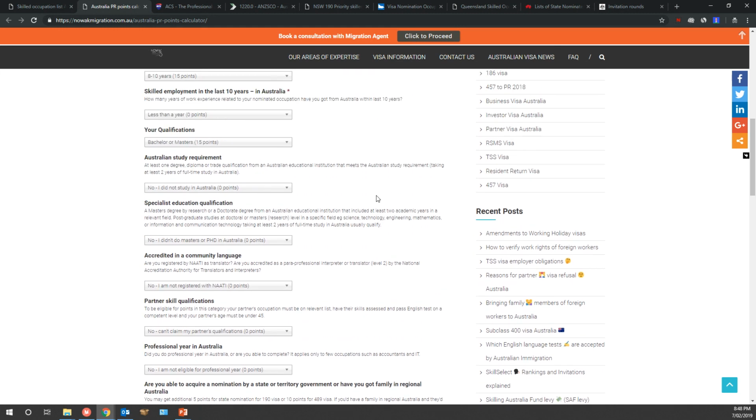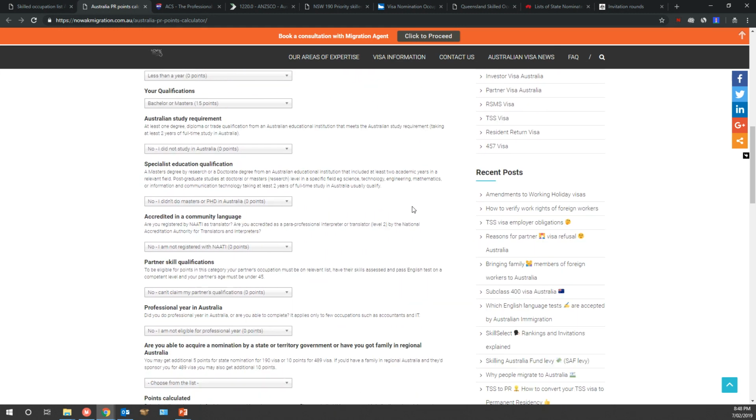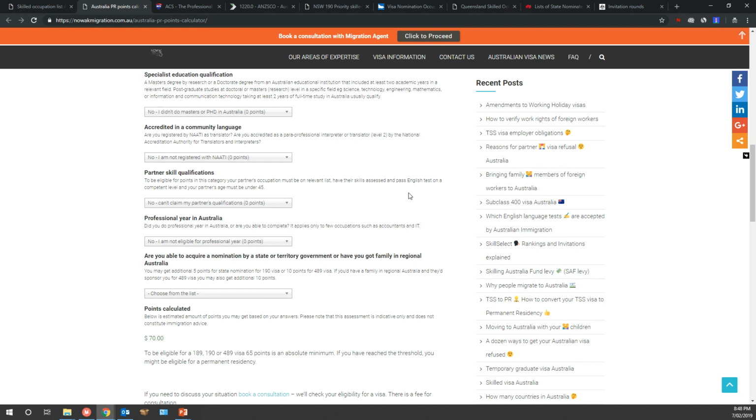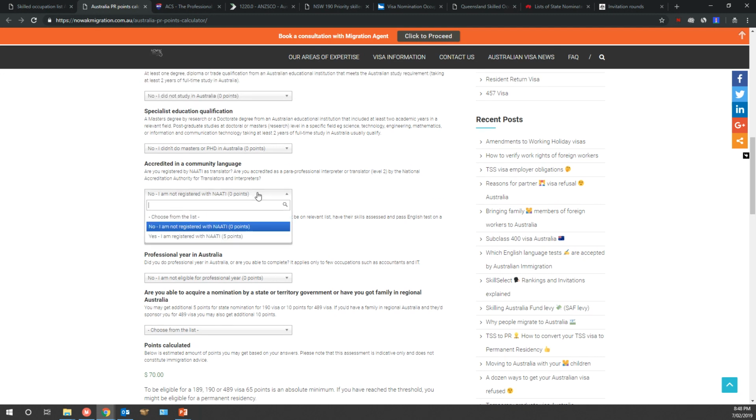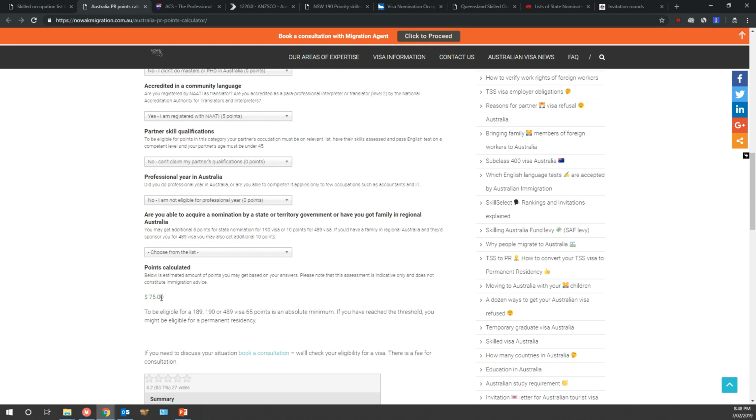Where can you get extra 5 points? The NAATI CCL test, that's something which is quite popular nowadays and doable if you speak another language than English as well. So with this one, there is a chance that you can get 75 points, all right? So that would be for the 189 visa, 75 if you are thinking about this visa, 189.